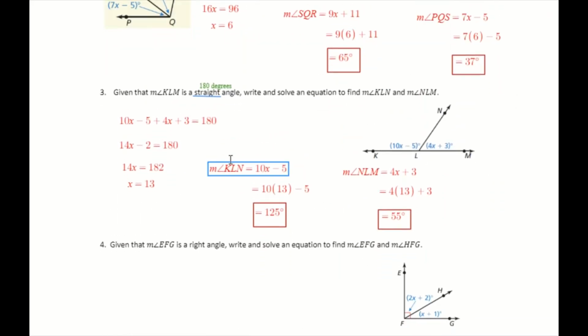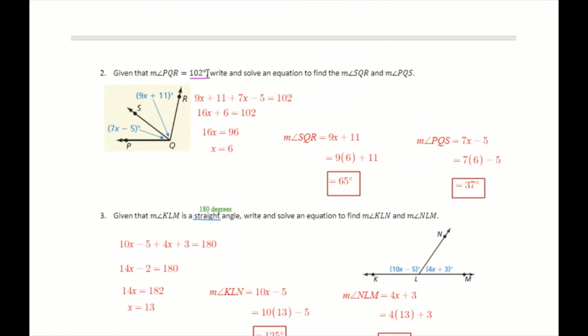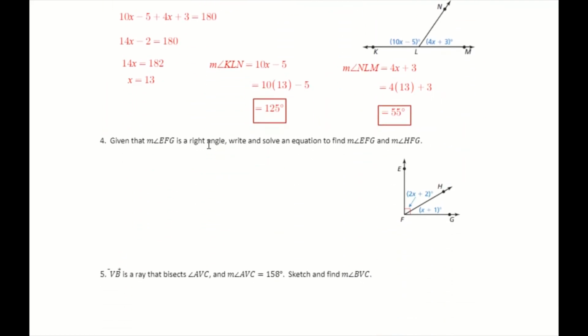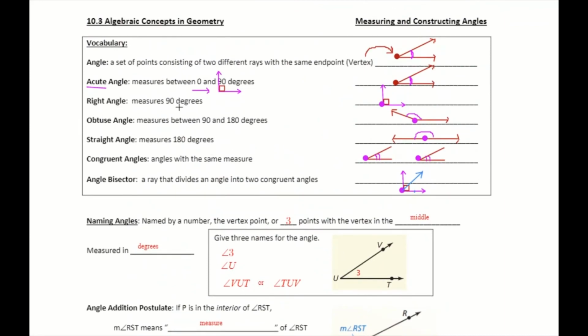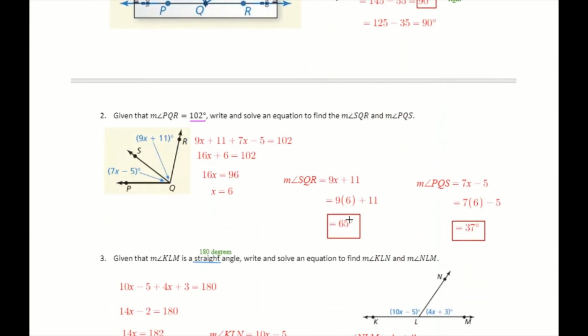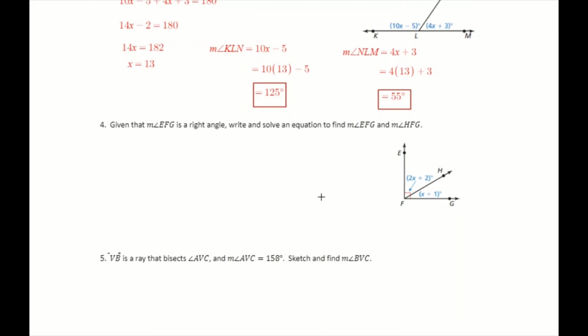The next problem is going to be set up similarly to these two, except they're not giving us a straight angle or the actual value. They're saying that this EFG angle is a right angle. If you don't recall, you could go back up here where we defined a right angle as being a 90-degree angle, where your two rays intersect each other perpendicularly. So we know that EFG is a right angle, meaning that their sum is 90 degrees.